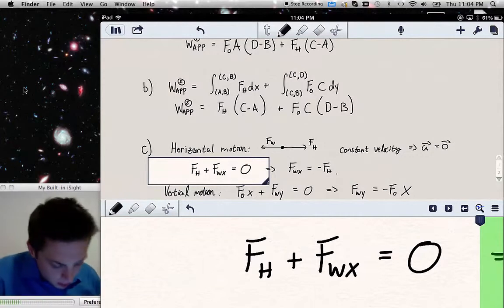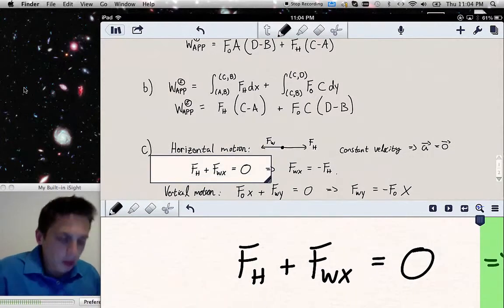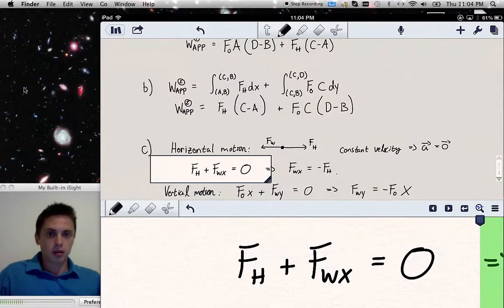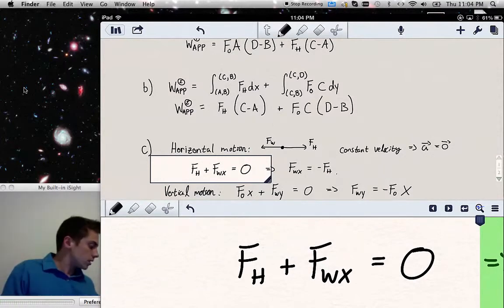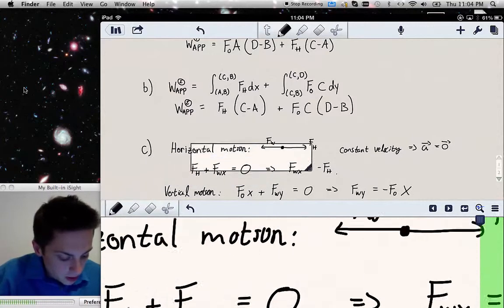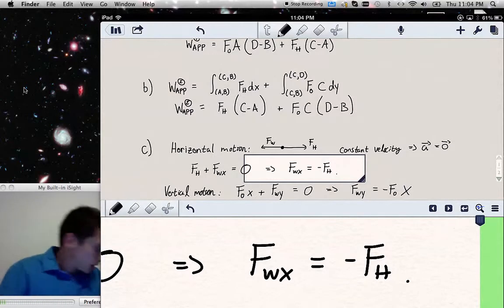So the sum of FH and the x component of FW is 0. Why did I put it as a positive value and a negative value here? Well, by putting it in as a positive value, the sign of the answer will tell us which way it's moving. So I get FWX equals negative FH, which means the force of the water is to the left with a magnitude of FH, as we might expect.